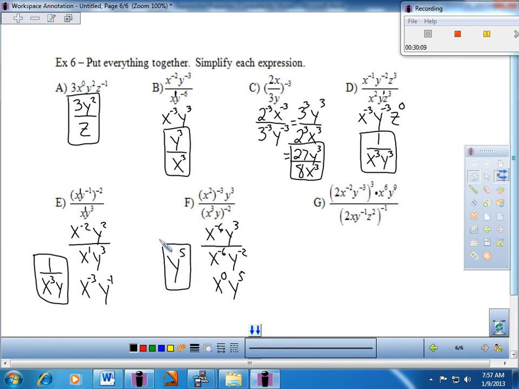Okay, not too bad. And here's the last one. Wow, it's a killer. All right, well, let's see how you did on this. I'm going to be all over the board, I think, on this one, but let's see how you did.